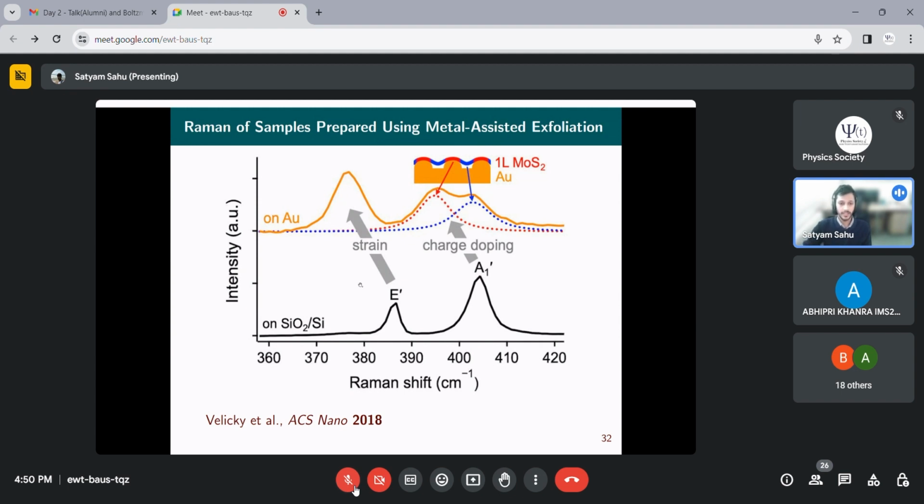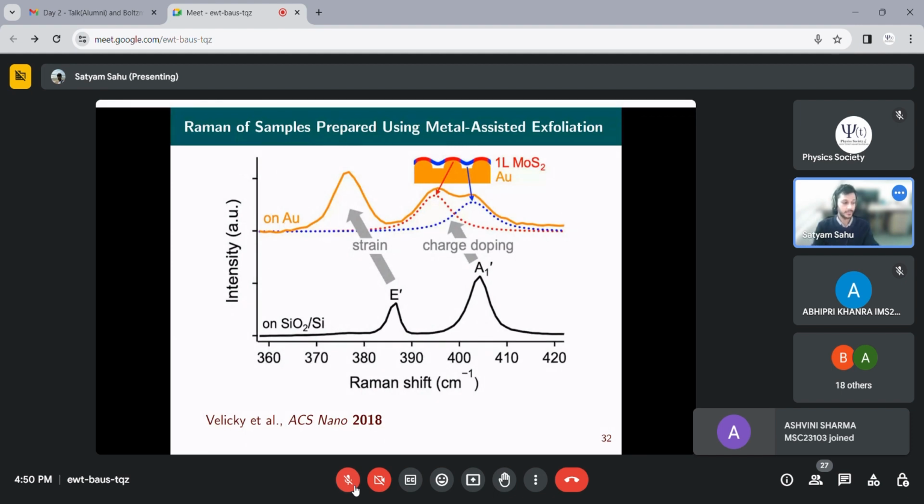As we can see, the E prime mode is essentially meant for the strain in the material system, or the MoS2 system. So if there is some change in the E mode, we can always tell that it is coming because of the strain. Similarly, the other mode is for the charge doping. When you have a material on top of metals, it's possible that electrons go from MoS2, the TMD, to the metallic surface, and as a result there is a shift in it.